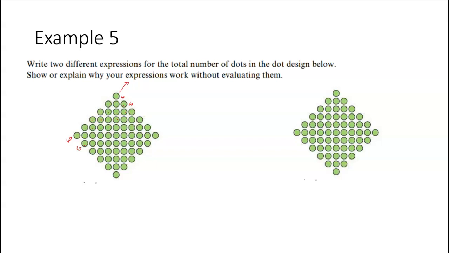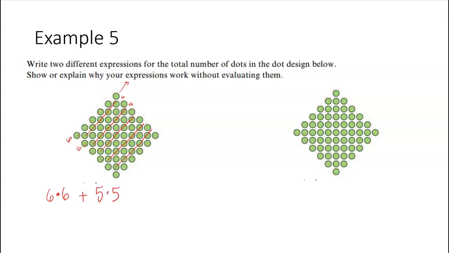So if we take a look, these longer ones are going to be 6. How many of those do we have? 1, 2, 3, 4, 5, 6. So we have 6 diagonals of 6 dots. And then also, how many of these? We've got 1, 2, 3, 4, 5. We're going to have 5 diagonals of 5 dots, and that would cover all of the dots.